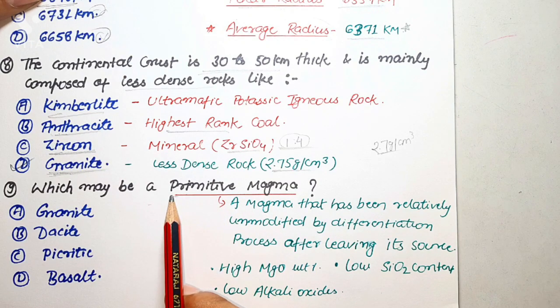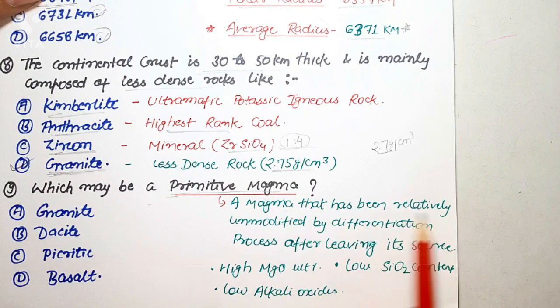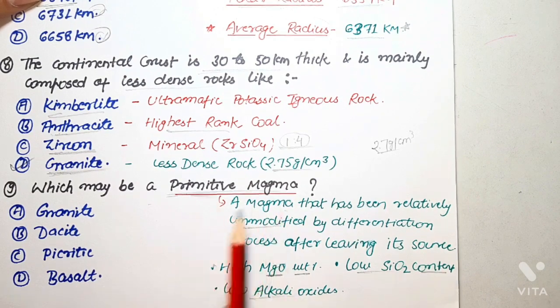First of all, what is primitive magma? Primitive magma is a magma that has been relatively unmodified or unchanged by differentiation processes after leaving its source. The criteria that help in identifying a primitive magma are: the first one is high MgO weight percentage, the second one is low SiO2 content, and the third one is low alkali oxide. These all indicate that a magma will be primitive magma.